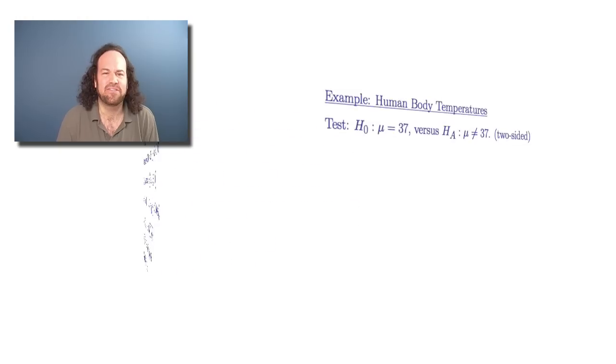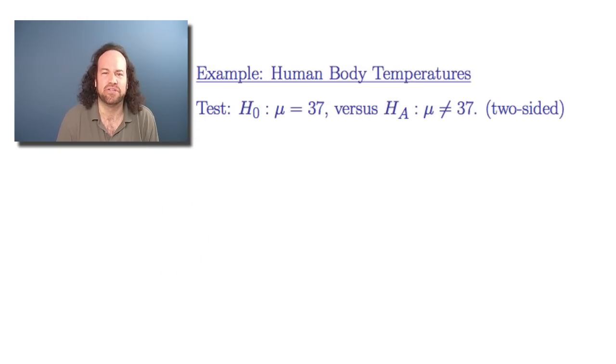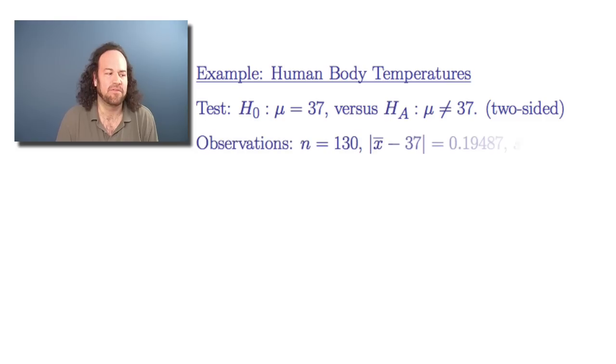For a second example, let's remember that human body temperatures data. So remember there we were testing whether it's true that the normal human body temperature is equal to 37 degrees Celsius, and we were comparing that null hypothesis to the alternative hypothesis that mu is not equal to 37. Now again, this was a two-sided test, and again we had some observations. In this case, we had 130 different human observations, and the observed value of the difference between the mean that we got minus 37, our hypothesized value, was 0.19487, and we also had an estimate for the standard deviation S.